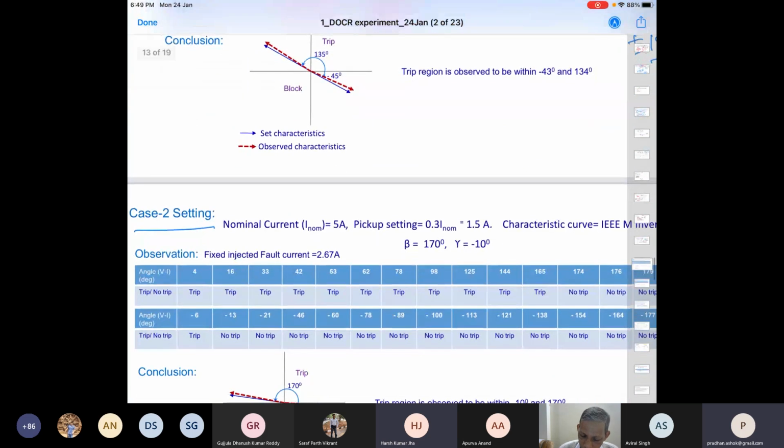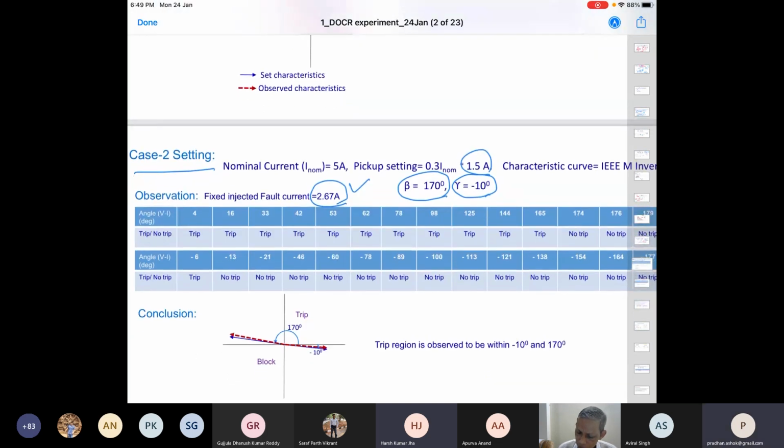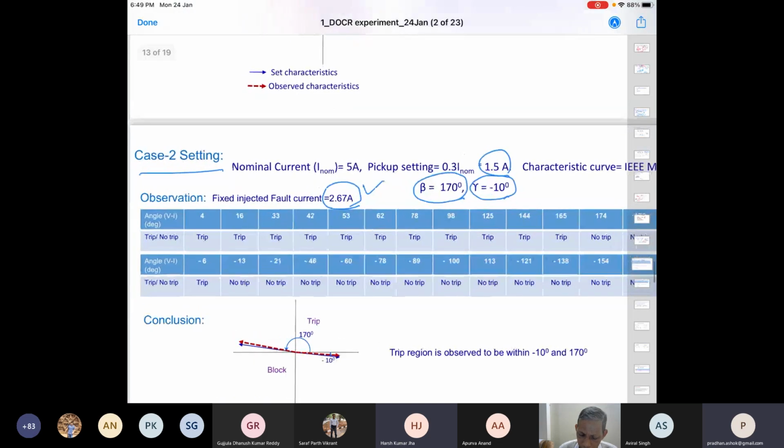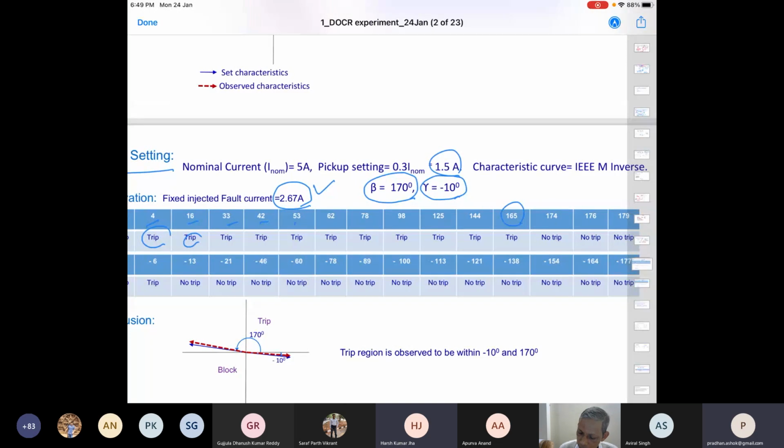In this case also we kept the corresponding current at 2.67 ampere, which is greater than the pickup setting. So overcurrent is being satisfied. Only the angle has to be checked now. We have modified the beta value to 170, larger for my application, and the gamma reduced in magnitude from minus 45 to minus 10. Now again similarly, 4, 16, I go on increasing the values, and I see that it trips. It is all trip till 165, and no trip at 160.